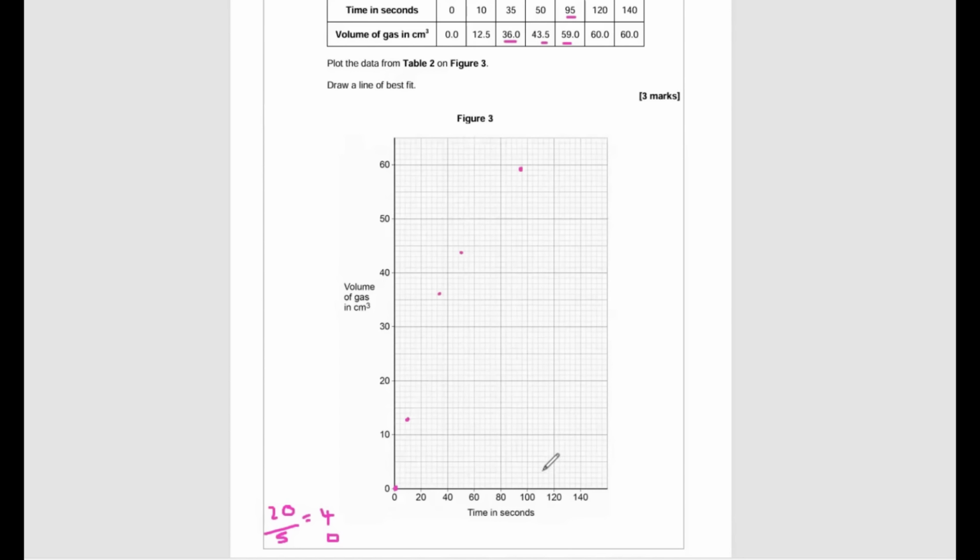And then what have we got? 120 seconds and 60. Now we're leveling out. And then 140 seconds and 60. Now we're leveling out. So draw a line of best fit. Let's change the color, pink and green. Very nice. And let's go like this.